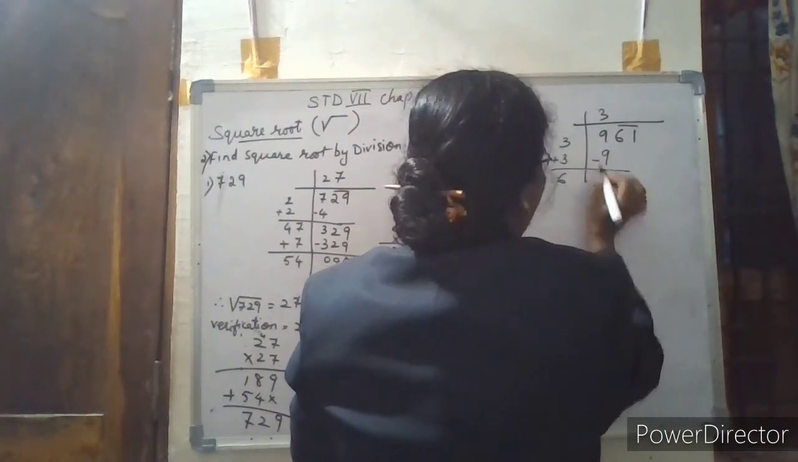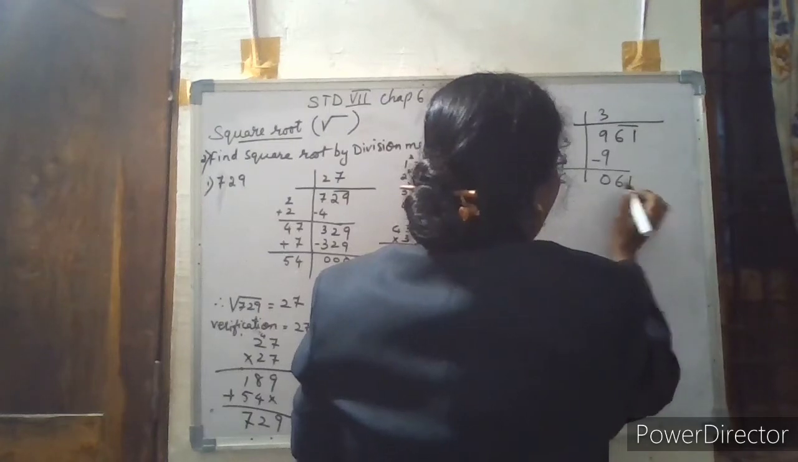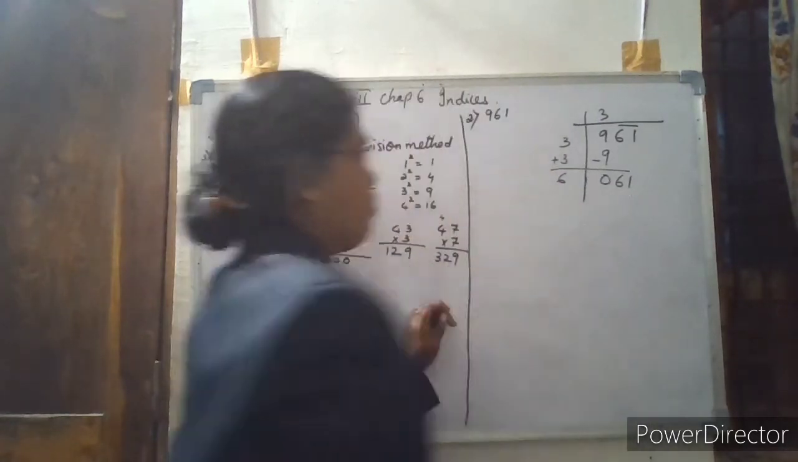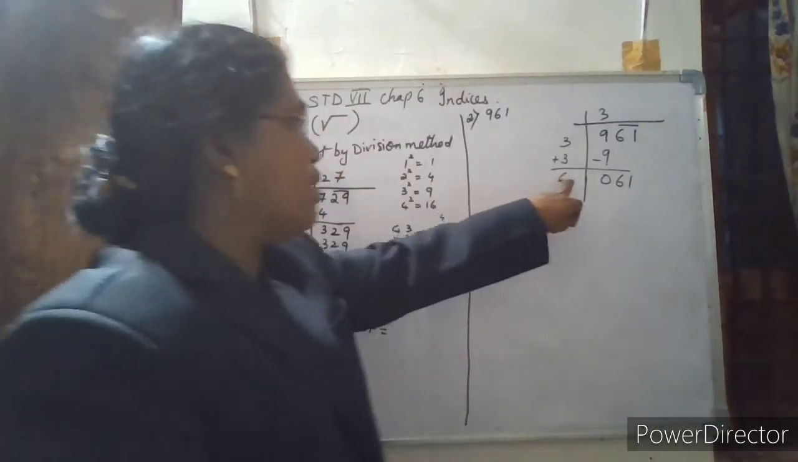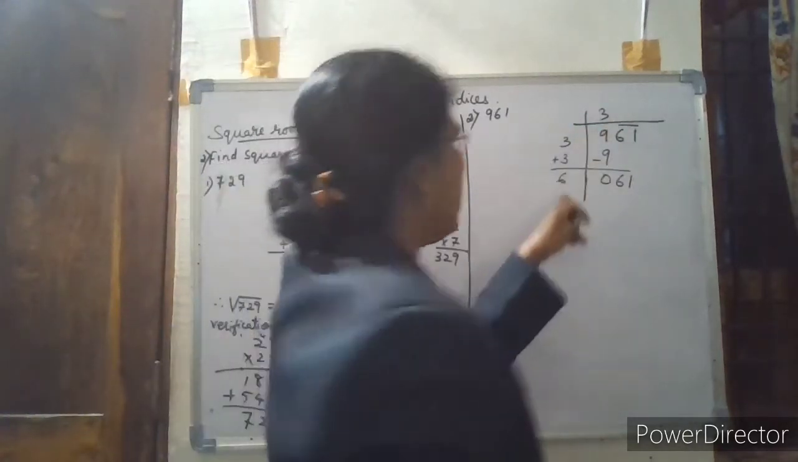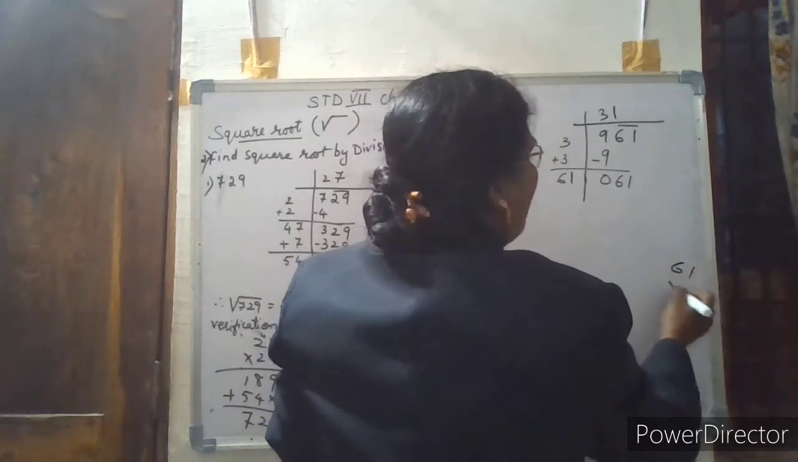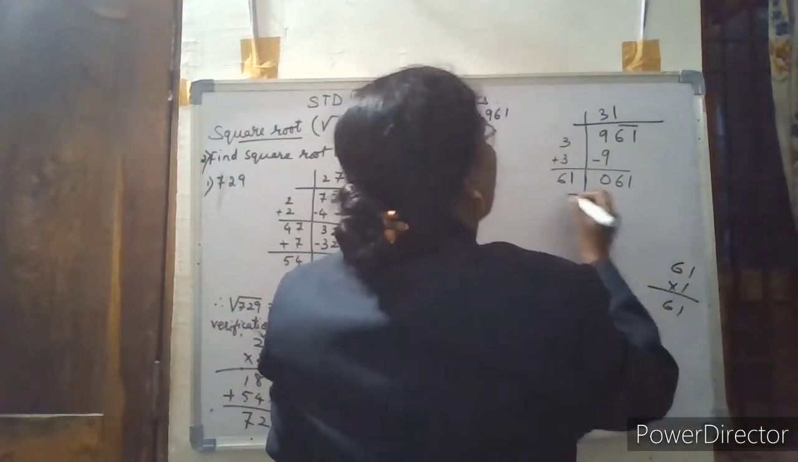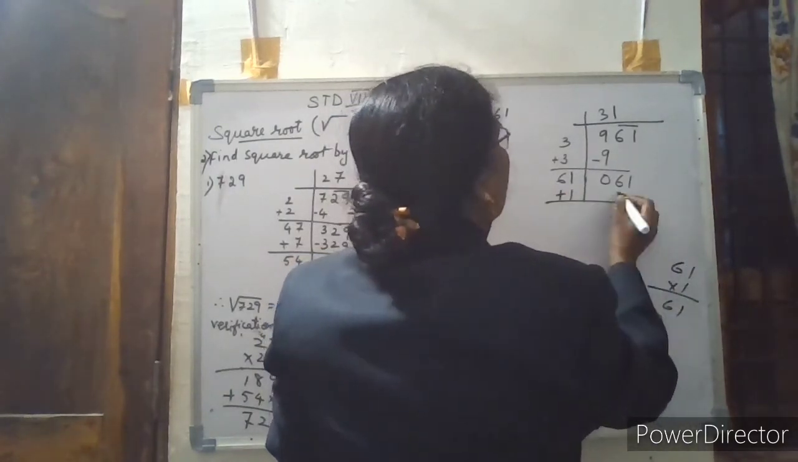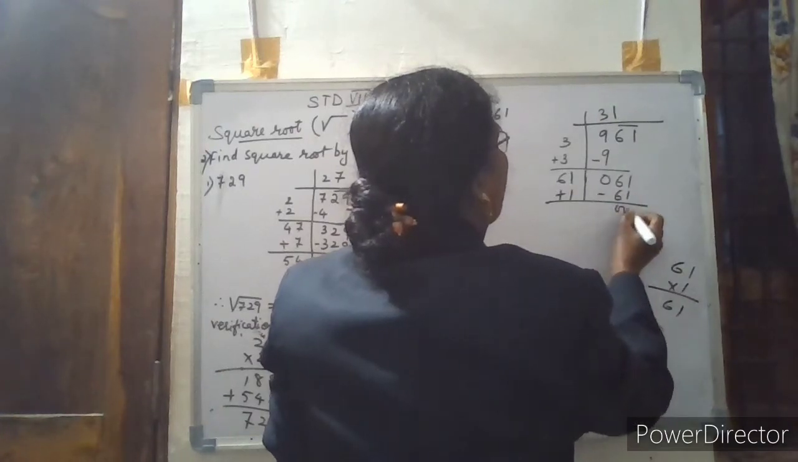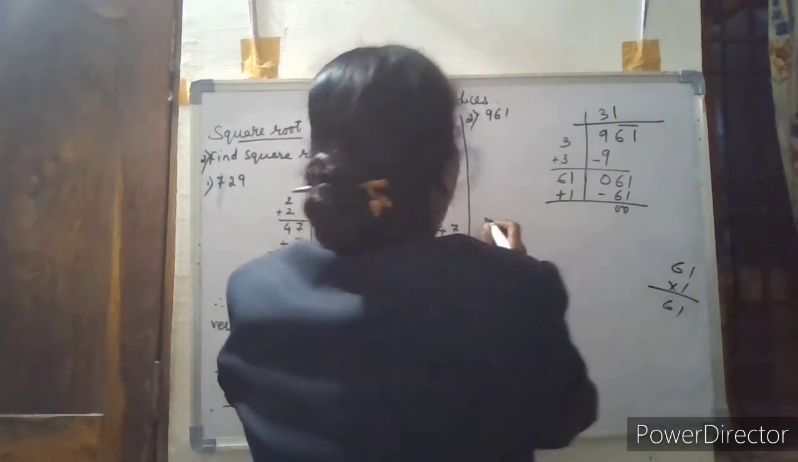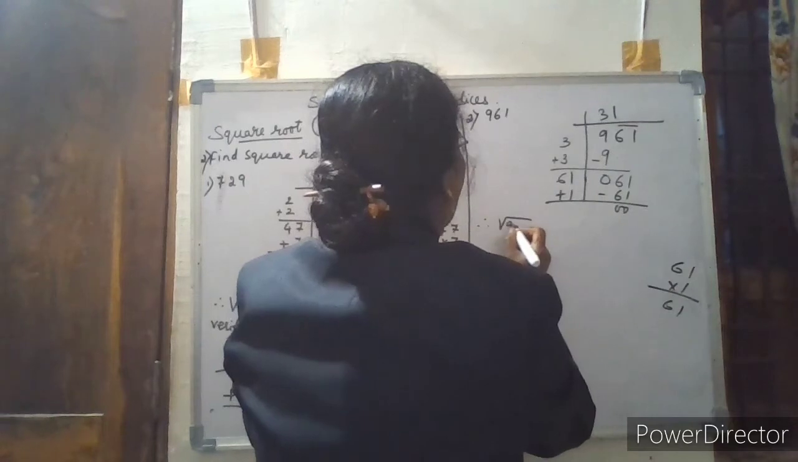Bring down the next two digits, 61. Now if I put 1s here, I will get 61. See, that is 61 into 1. I will get 61 only. So plus 1, 61 minus 61 equal to 0. I got it. So therefore the square root of 961 is equal to 31.